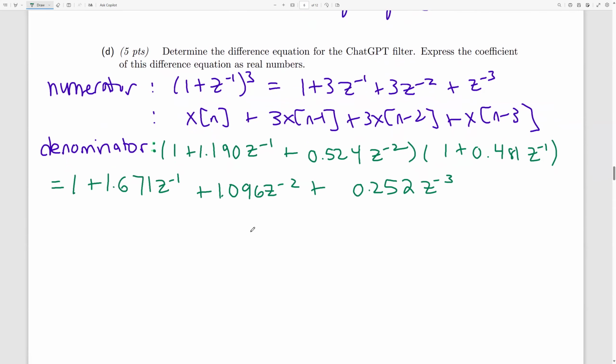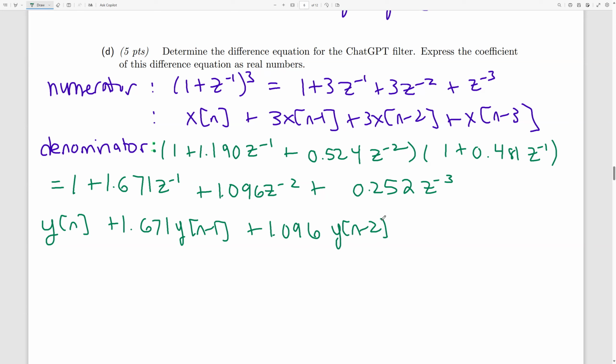And remember that you now convert this back into y's when you run the inverse transform. So you get y of n plus 1.671... sorry, the z to the negative 1 goes to y of n minus 1, plus 1.096 y of n minus 2, plus 0.252 y of n minus 3.